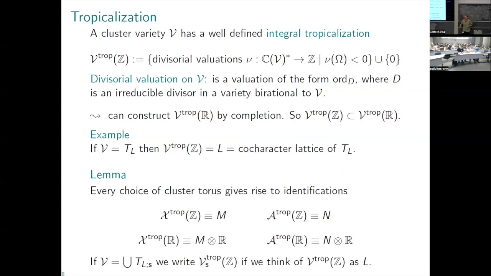the tropicalization. So what's tropicalization? You change the product by a plus and the plus by minimum.